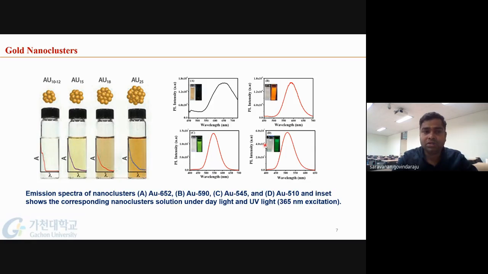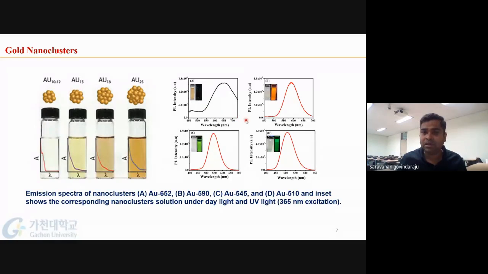If a gold nanocluster has 10 to 12 atoms, or 15, 18 or 25, the wavelength will vary, and then the fluorescence property will vary. For example, here the collection of atoms is around 625. That collection of atoms varies, so the fluorescence intensity completely varies depending on the fluorescence property of the gold nanocluster.